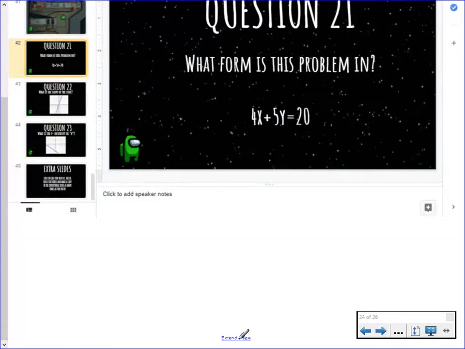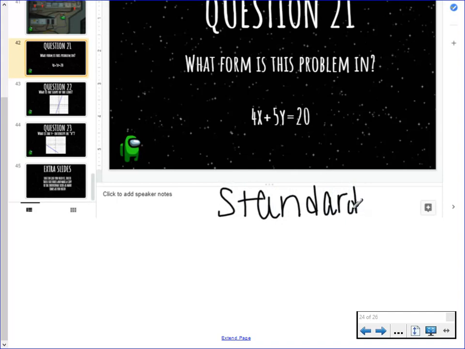21. What form is this problem in? Is it in slope-intercept or is it in standard form? So that is in standard form. That's all you had to do for 21.